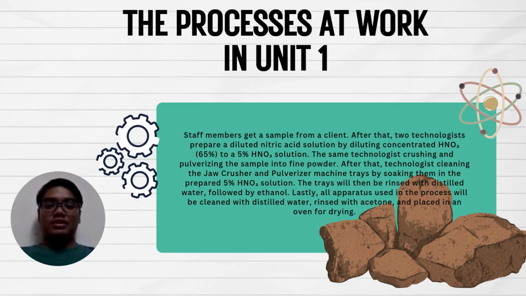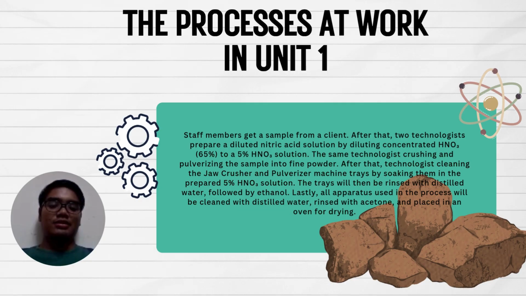The process at work in Unit 1: staff members get a sample from a client. After that, two technologists prepare a diluted nitric acid solution by diluting concentrated HNO3 65% to a 5% HNO3 solution. The technologists then crush and pulverize the sample into fine powder.